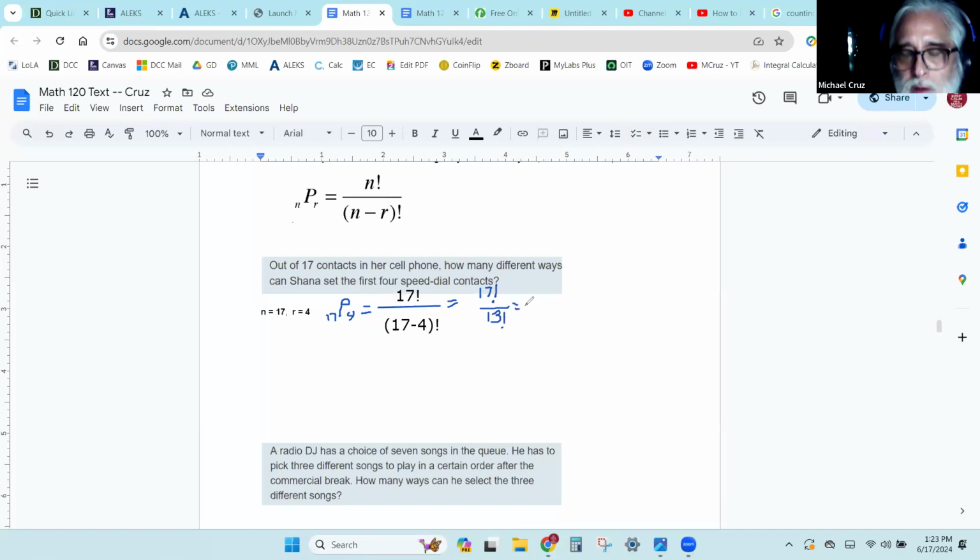Now, at this point, if you're comfortable, most of them are going to be like this, where you just have one single factorial over another. I don't know why they put those double ones in there. So you can either take 17 factorial, plug it in, and then divide by 13 factorial. But this is the way you can do it by hand, and then you can also check it.